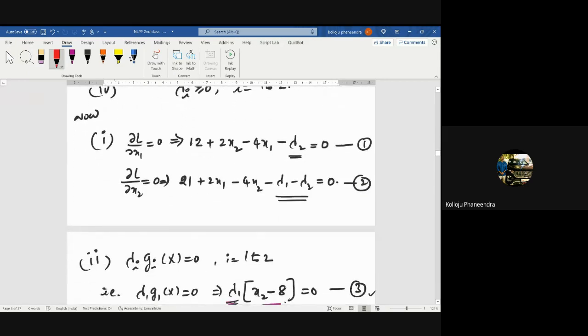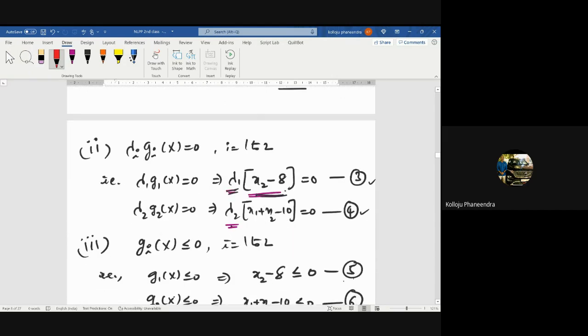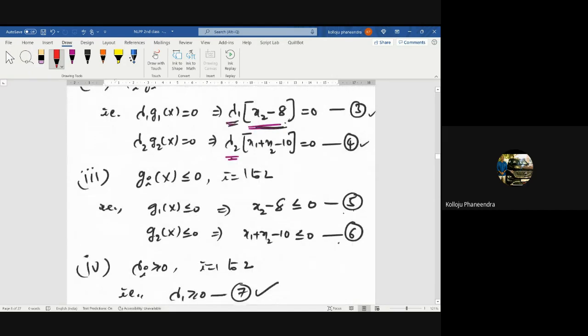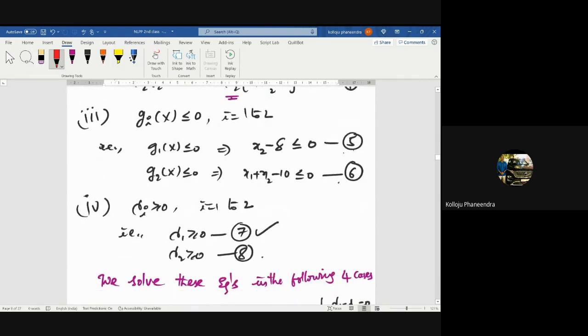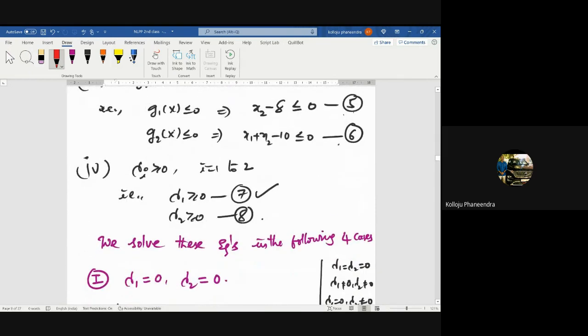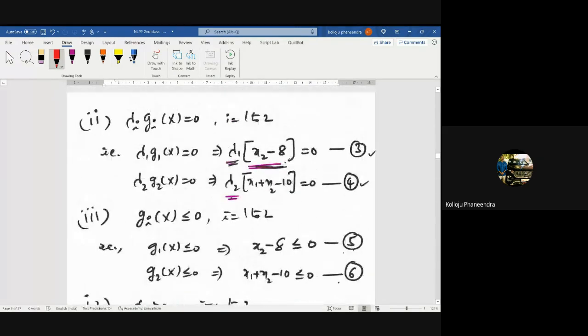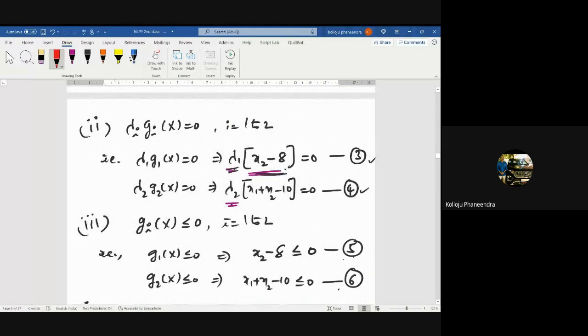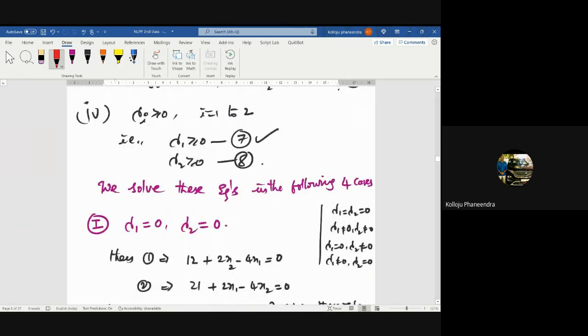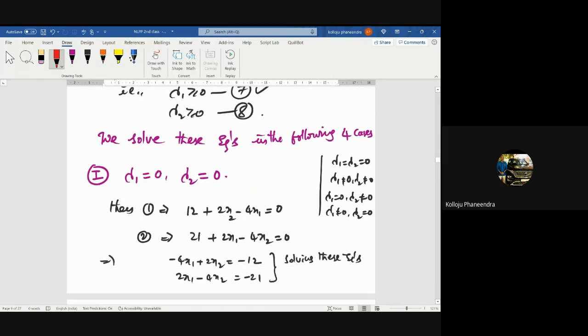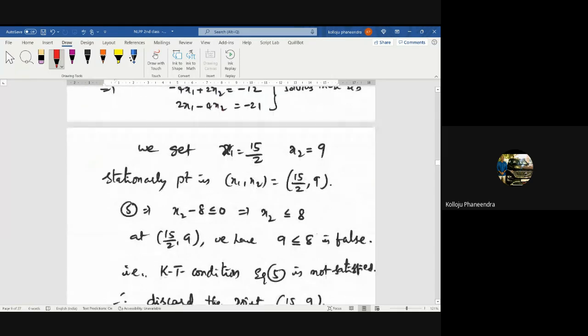In the first KT conditions we have 2 equations. In the second KT conditions 2 more equations. Third KT conditions 2 more. And fourth KT conditions 2 more. Now because of equations 3 and 4, lambda 1 equal to 0 or not equal to 0, lambda 2 equal to 0 or not equal to 0, or one of them may be 0, so 4 cases arise. These 4 cases: lambda 1, lambda 2 both 0, both not equal to 0, and one of them 0. So I deal with 4 cases. In case 1, I got one solution.